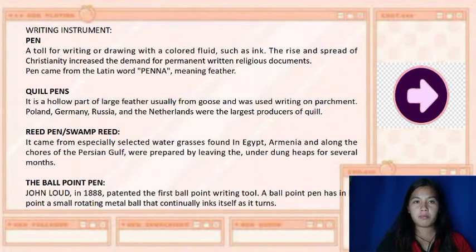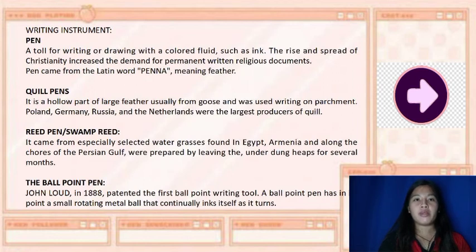Writing instrument, pens. A pen is a tool for writing or drawing with a colored fluid such as ink. There are these types of pen. First is the quill pen. It is a hollow part of a large feather, usually from a goose, and was used for writing on parchment. Second is the reed pen or swamp reed. It came from specially selected water grasses found in Egypt, Armenia, and along the shores of the Persian Gulf.